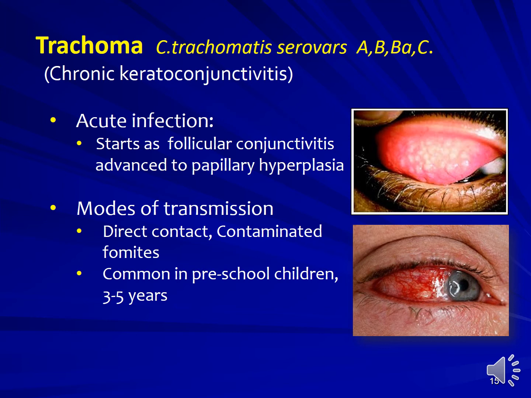This is produced by serovars A, B, Ba and C, and trachoma is presented in the form of chronic keratoconjunctivitis. The mode of transmission is direct contact from an infected individual or contaminated fomites. The common age group involved is preschool children, around 3 to 5 years. It presents in the form of acute infection, showing follicular conjunctivitis.